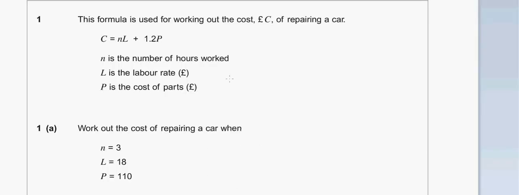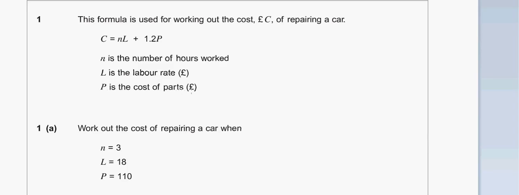This is June 2013, and this is paper 2, which is the calculator paper. So, number 1, this formula is used for working out the cost in pounds of repairing a car, and they give us this formula. N is the number of hours worked, L is the labour rate in pounds, and P is the cost of parts in pounds.